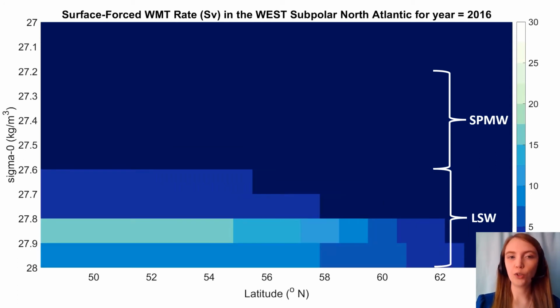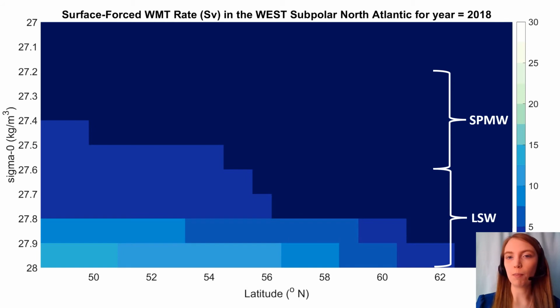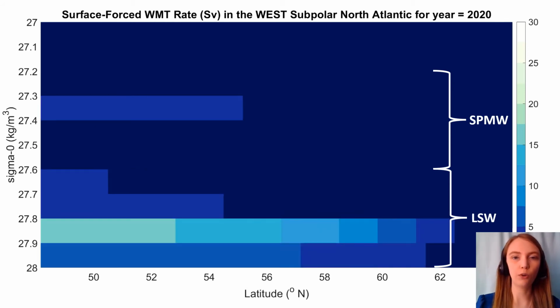Now, if you recall the stream function movie I showed you during my main presentation for the full subpolar North Atlantic, the maximum surface forcing each year typically occurred at the higher density range of 27.8 kilograms per cubic meter, which is the same as what we're observing here in the west subpolar gyre, suggesting that surface forcing in the west subpolar gyre could be the main contributor to the variability in SFOC across the full subpolar North Atlantic region.